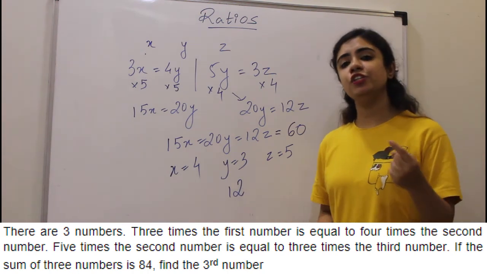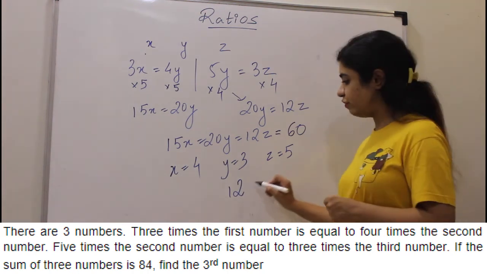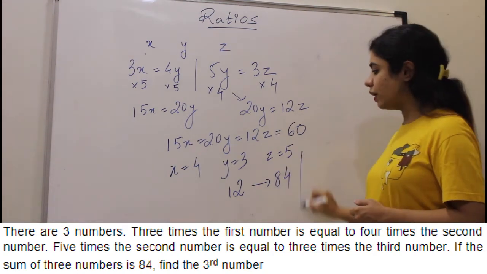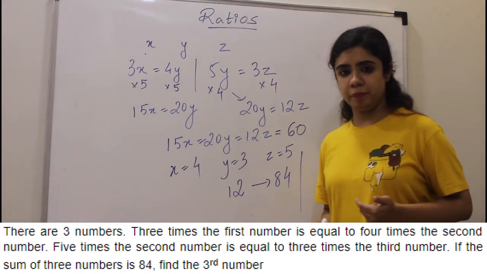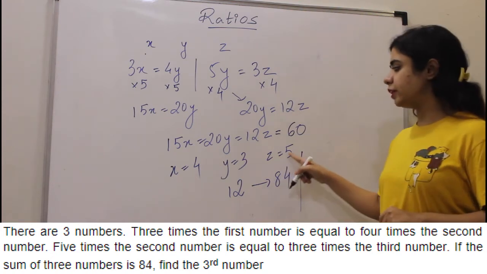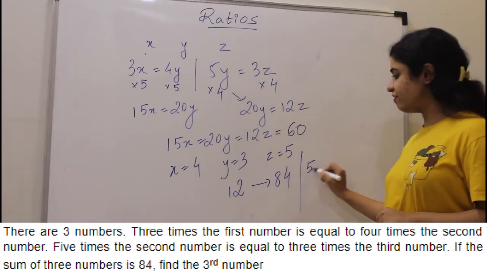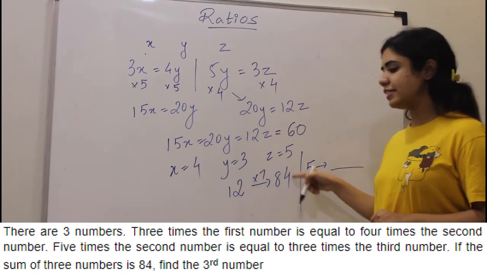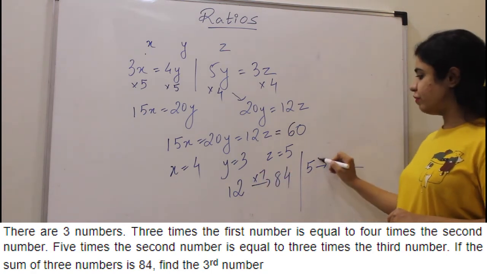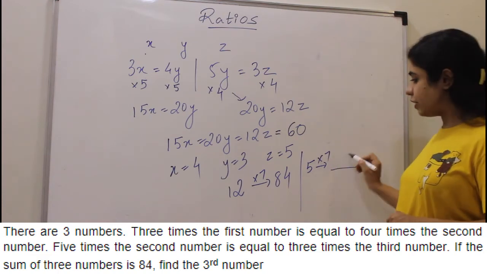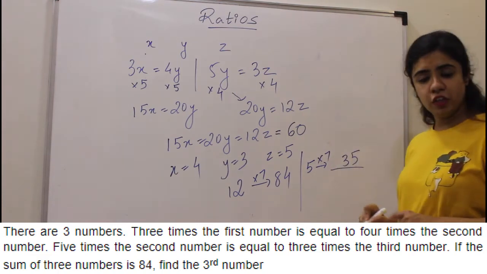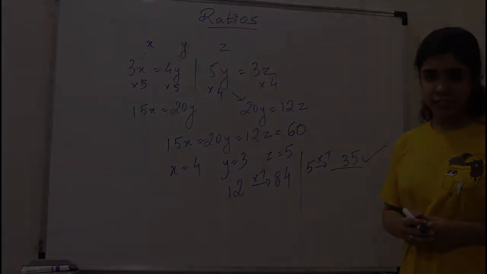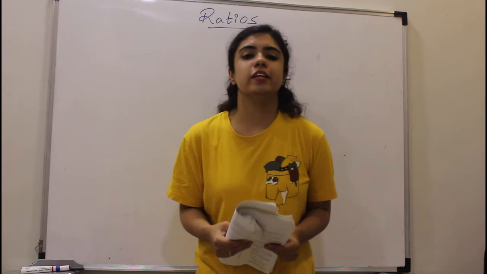But the actual addition given is 84. So if 12 means 84, the question is what is the value of the third term? In my sum, the third term is 5. So 5 means how much? 12 sevens is 84. So my answer will be 5 into 7. So that will become 35. So the actual third number is 35. Okay? Now let's look at the next question.